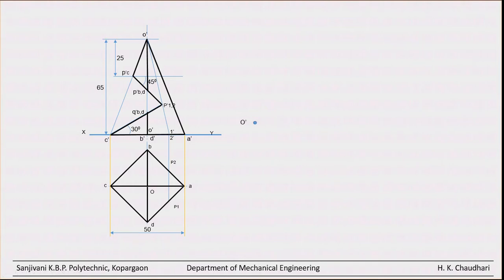Clear? Now taking the slant edge, this O dash A dash, this is the slant edge, with the length of the slant edge as a radius. Clear? Draw an arc. See, this is the arc of radius equal to O dash A dash. Clear?